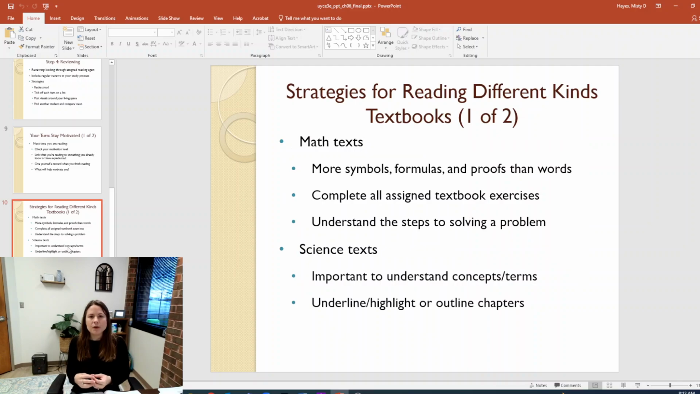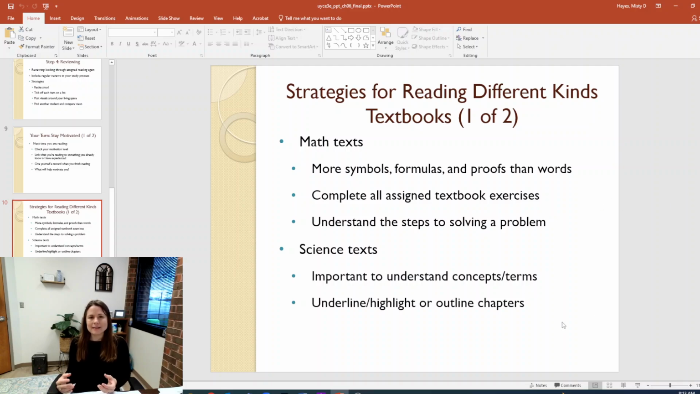Okay, so there are different strategies that you're going to use when you're looking at different kinds of textbooks. Not all textbooks are going to read the same way as far as the content, so you're going to have to develop different strategies for those different subject areas. For instance, when you're looking at math, you're really going to be looking at the formulas and symbols and how you compute the problems. You're going to have to make sure that you are doing the assigned problems or exercises in the book, and write down the step-by-step process of completing each problem.